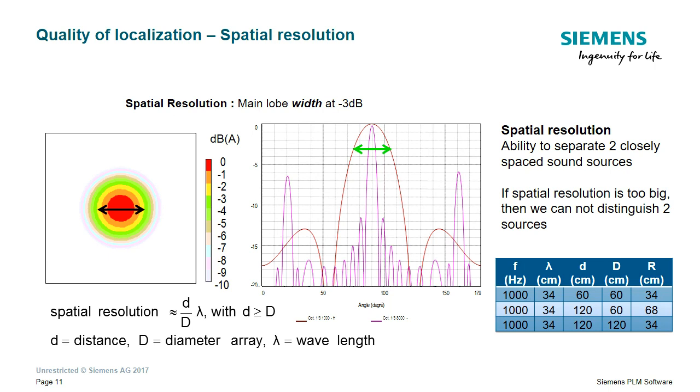Now, the first quality indicator of localization is what we call spatial resolution. And it's defined very exactly. It's the width of the main lobe, 3 dB lower than the highest level. So we go 3 dB down and we measure from left to right, it can be just in centimeters, what the spatial resolution is.